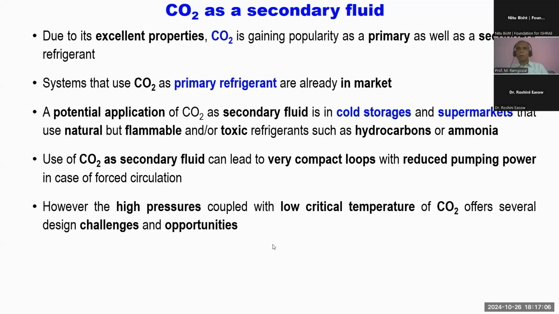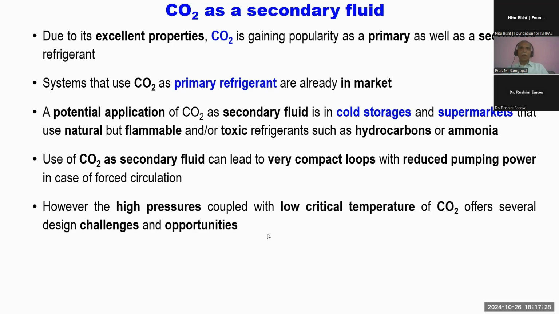So this gives rise to what we call transcritical vapor compression refrigeration systems, where the condenser is replaced by a gas cooler, because you cannot condense carbon dioxide when the sink temperature is above 31 degrees. Okay, so this is the challenge that we need to handle when we are using it as a primary refrigerant.